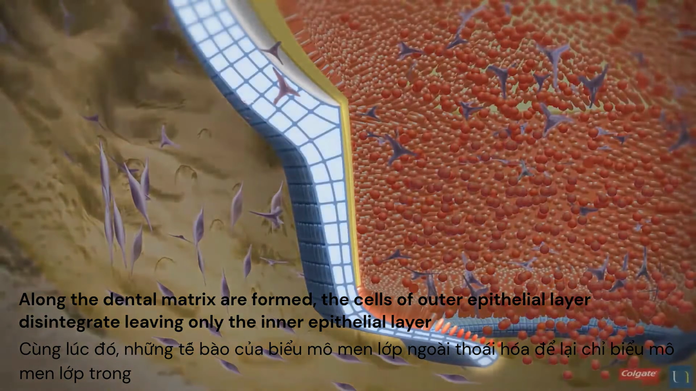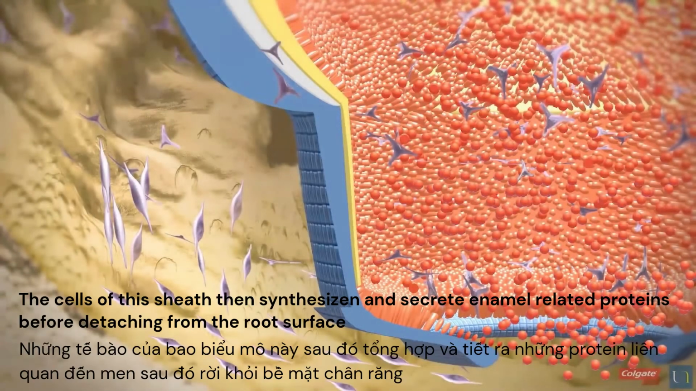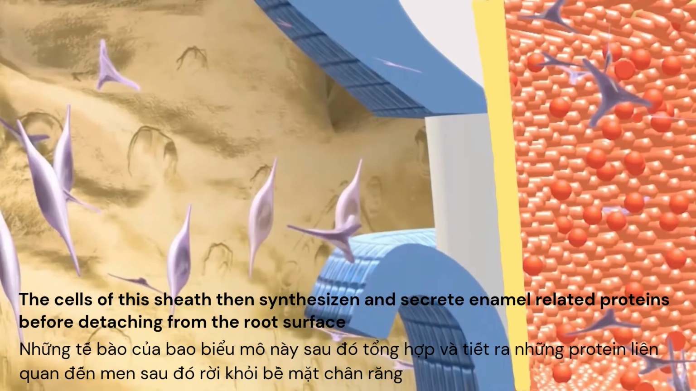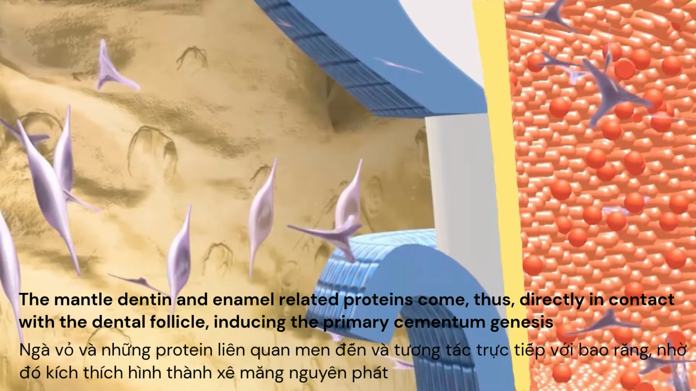Along the dentin matrix thus formed, the cells of the outer epithelial layer disintegrate, leaving only the inner epithelial layer. The cells of this sheath then synthesize and secrete enamel-related proteins before detaching from the root surface. The mantle dentin and enamel-related proteins come thus directly in contact with the dental follicle, inducing the primary cementogenesis.